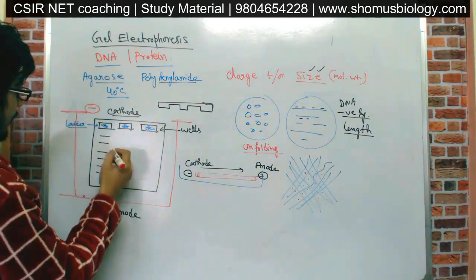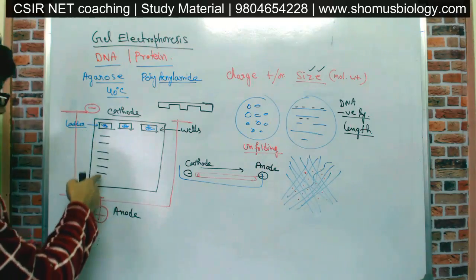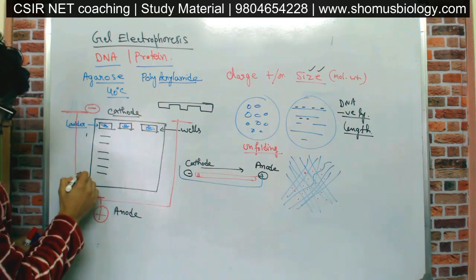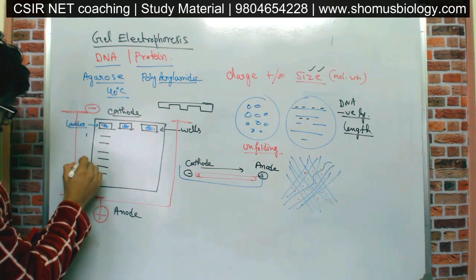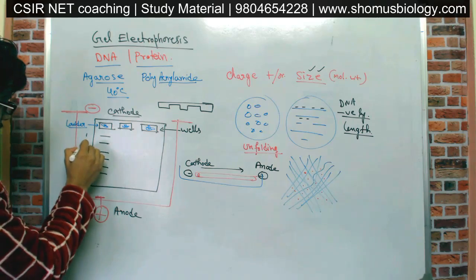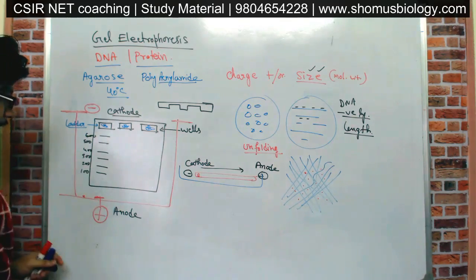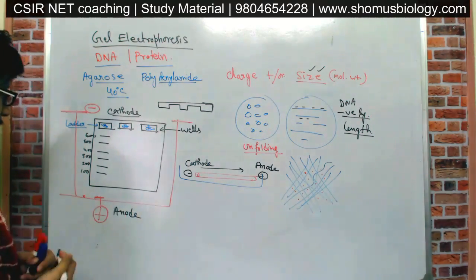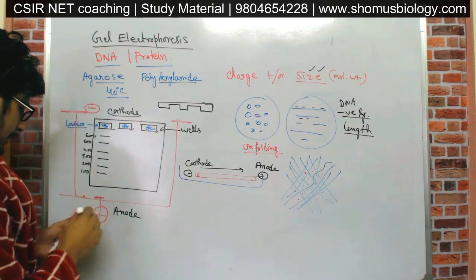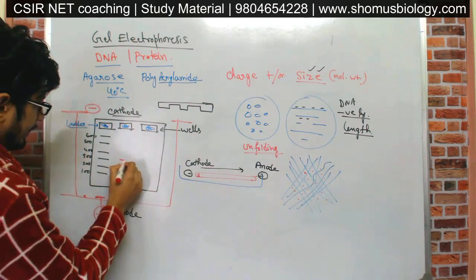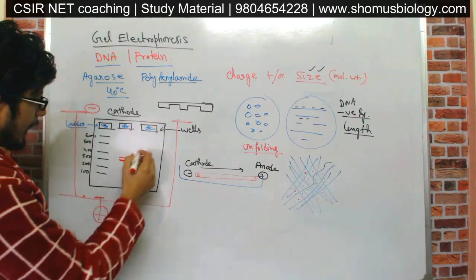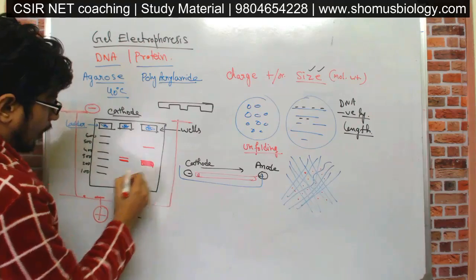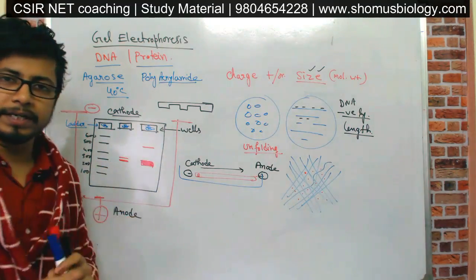And let's say the band is somewhere, and what we can also observe is the ladder, whose sequence we already know. We know the smallest one will go here, so 100, let's say 200, 300, 400, 500, 600 base pairs, for simplicity. Generally it's more than that, but let's keep it like that. So let's say you got a band here and here, and in this case you get a band here, and you get a very big, very broad band in here. So this kind of data you can achieve.